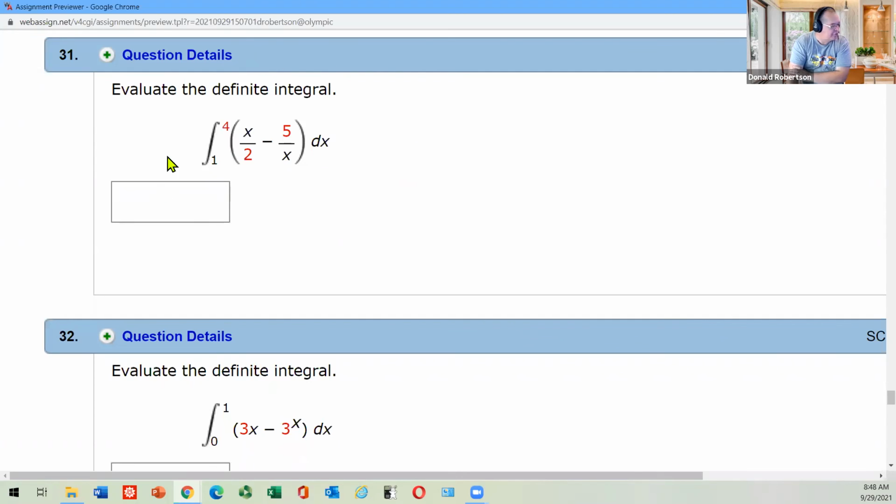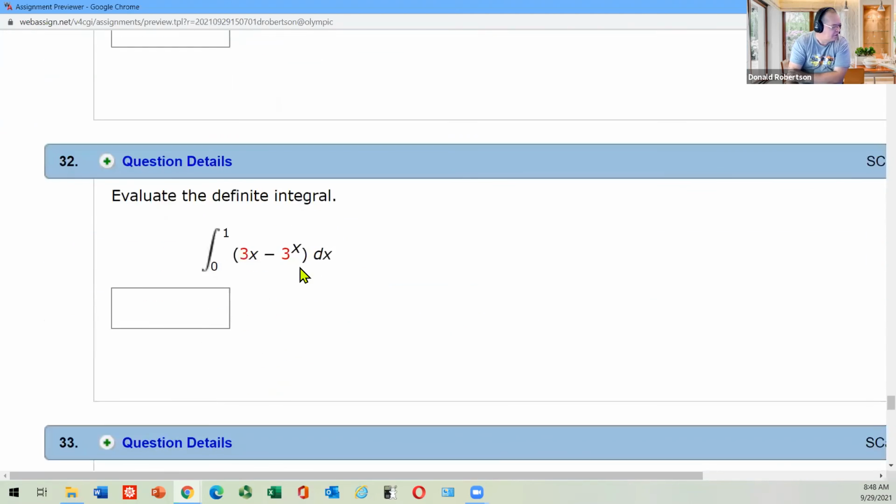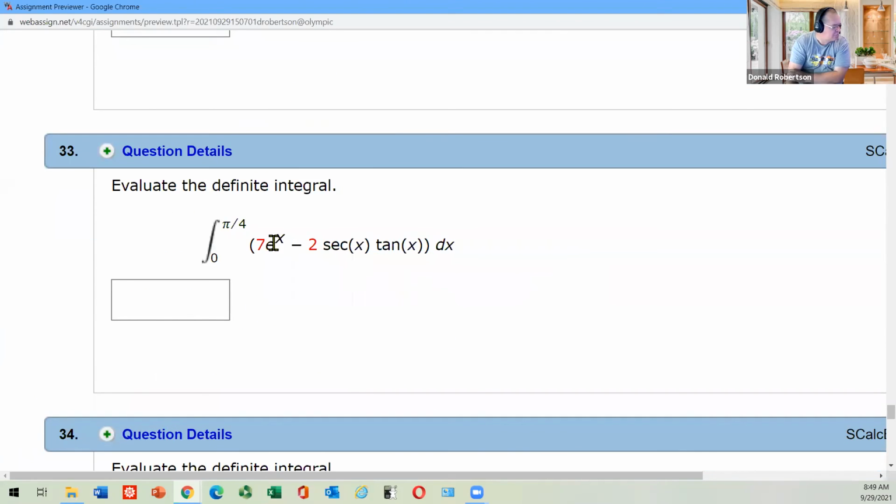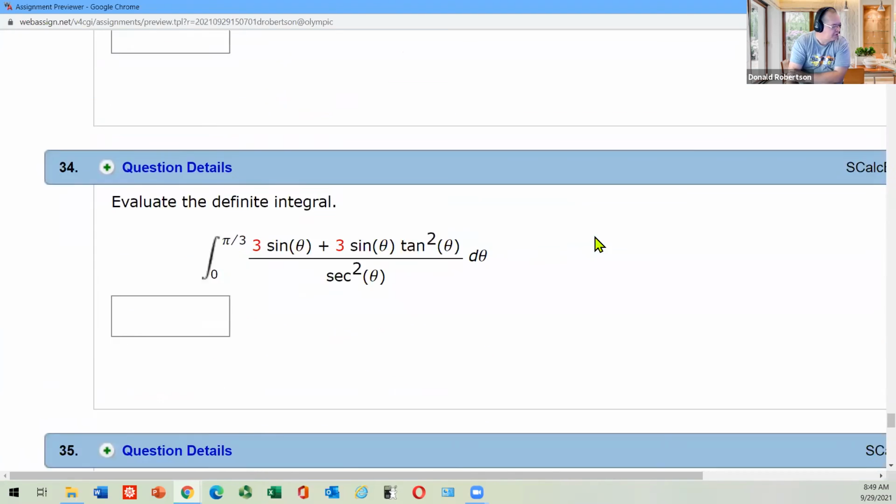Would you agree that one is pretty obvious? X over 2, you know, it's just another way of saying a half x. So don't make your life hard. It's just a half x. So it's a 1/4 x squared when you integrate it. Yeah, we've done a 3 to the x. Antiderivative of that is 3 to the x over log 3. That's good to go. Don't need to do anything to that one.